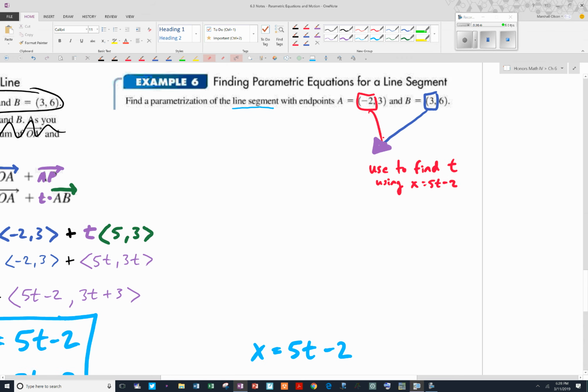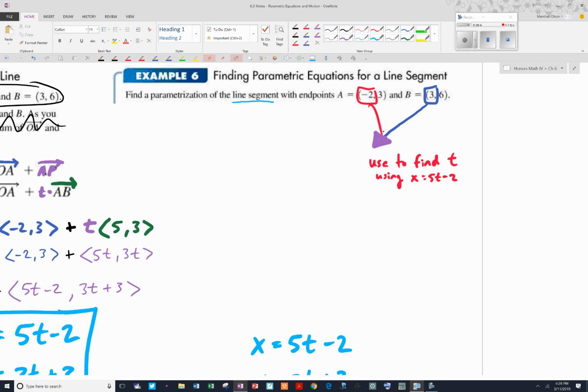Well, the way that we're going to do that is we're going to use the x values from those endpoints, and we're going to use the equation for x, which is x equals 5t minus 2, to find out what t should be. I know that the first x value that I have for my first endpoint is negative 2, so I'm going to put that in for x and find out what t should be. So I'm going to add 2 over and get 5t equals 0. Well, that just means that t equals 0. So when t equals 0, we should get negative 2.